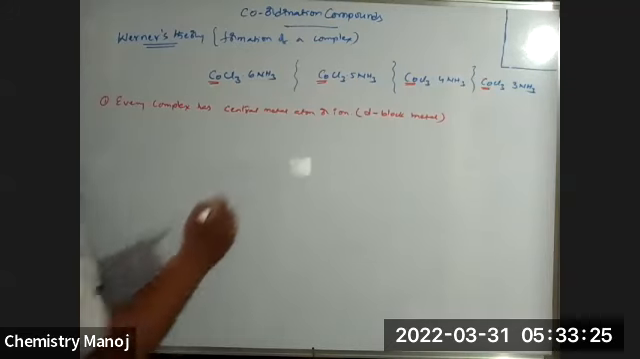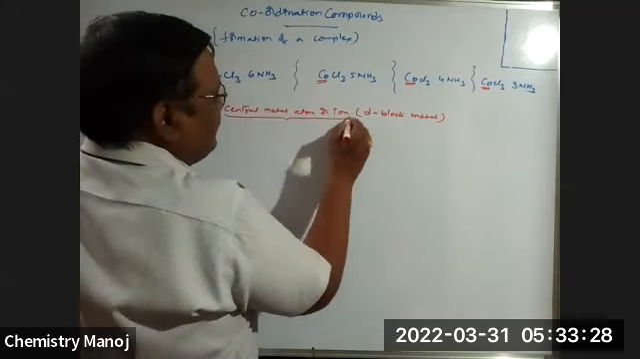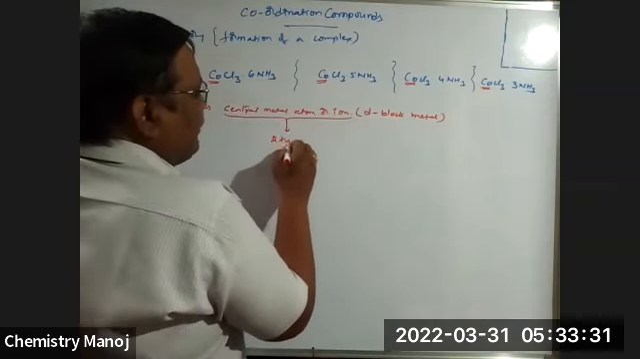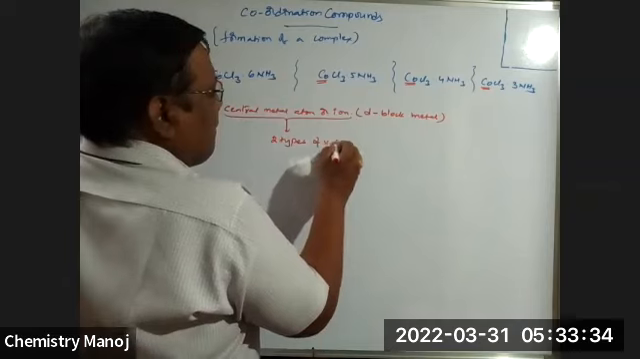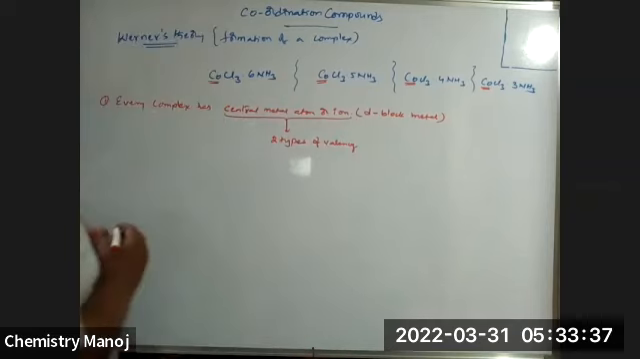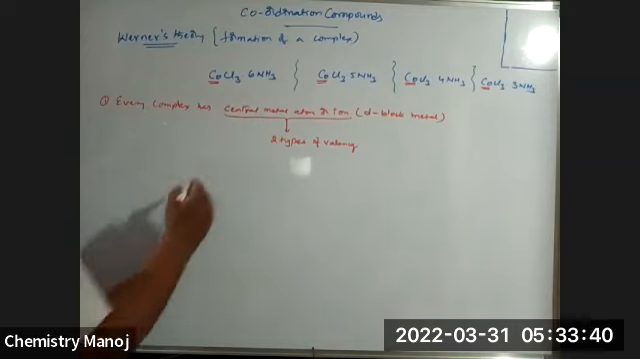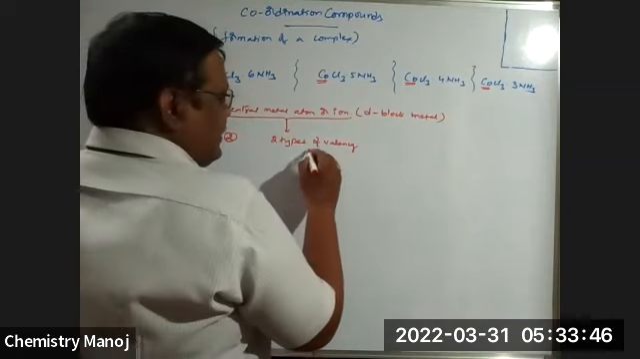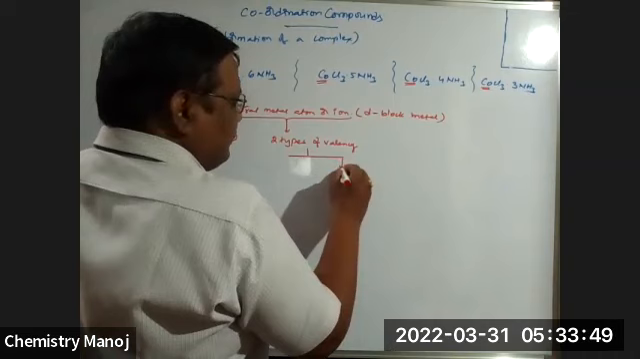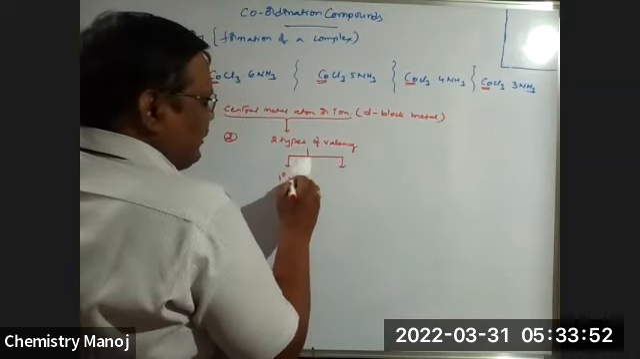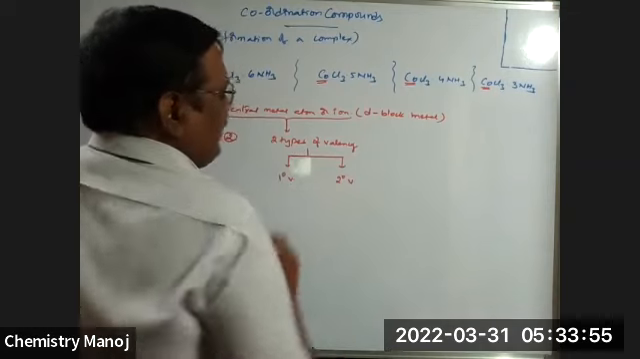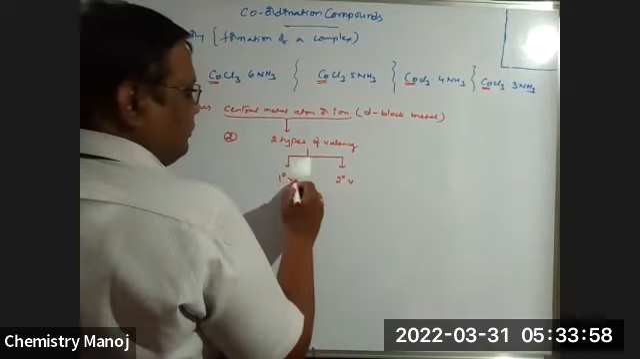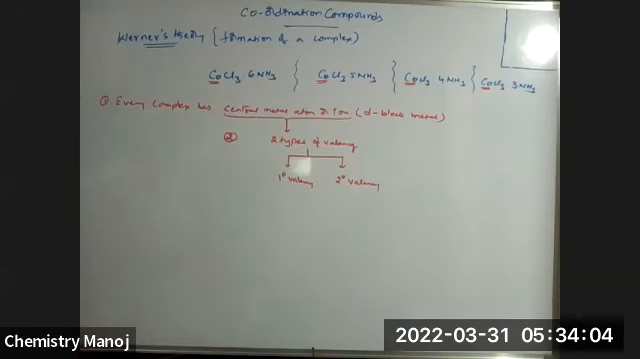Next, that metal atom or ion has two types of valency. The central metal atom or ion has two types of valency. It is point number 2. What are those two types of valency? One is primary valency, and the second one is secondary valency. Every metal has two types of valency: one is primary valency, another one is secondary valency.